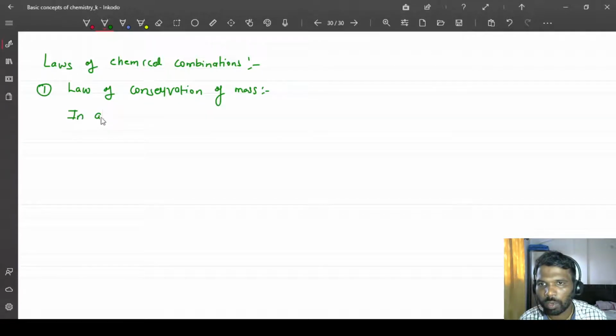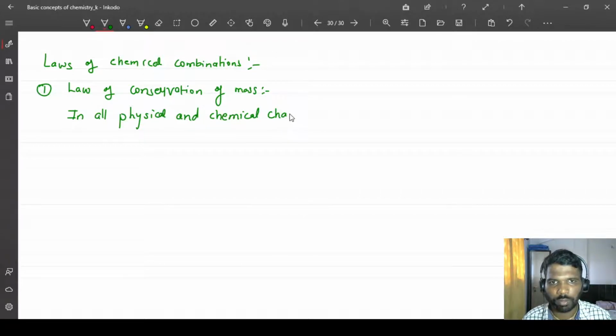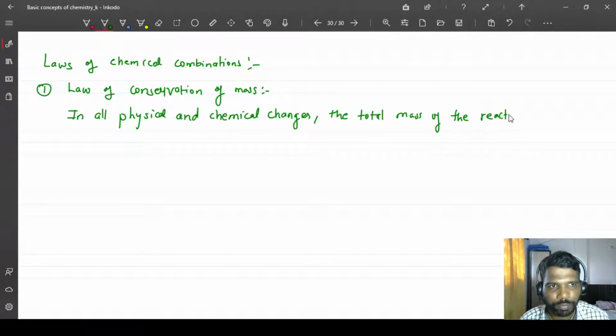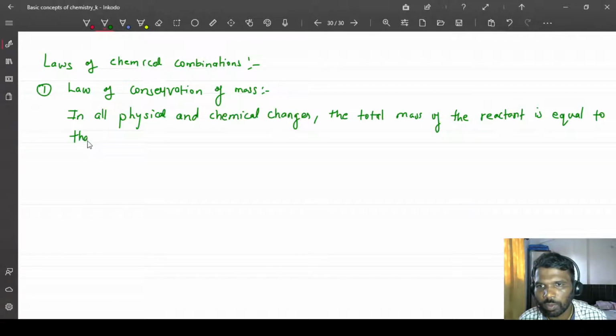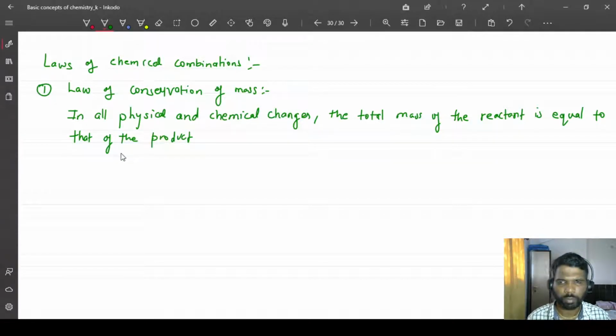In all physical and chemical changes, the total mass of the reactant is equal to that of the product. Now it is quite simple.